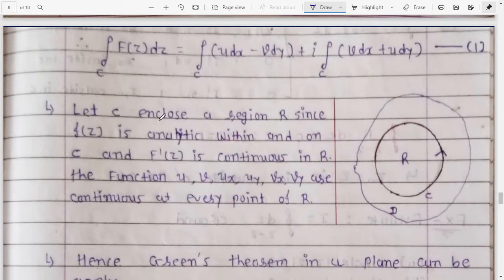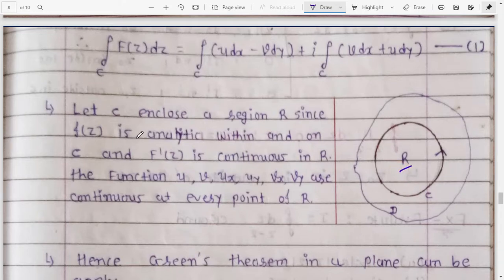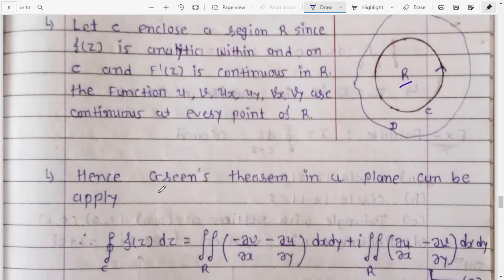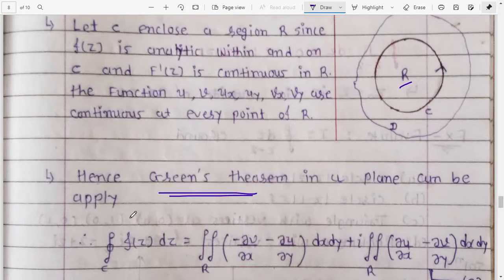Now C encloses a region R. This is region R. Since f of z is analytic within and on C, and derivative f dash of z is continuous in the region, the functions u, v and the partial derivatives ux, uy, vx, vy are continuous at every point of R. Hence, the Gauss theorem in a plane can be applied.